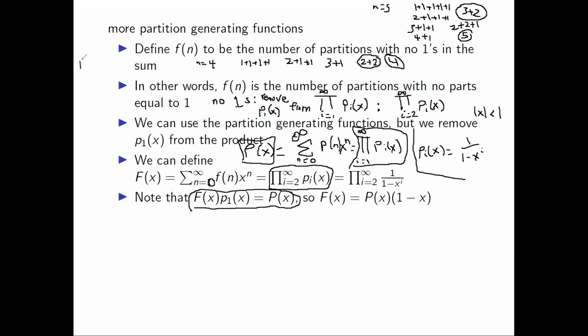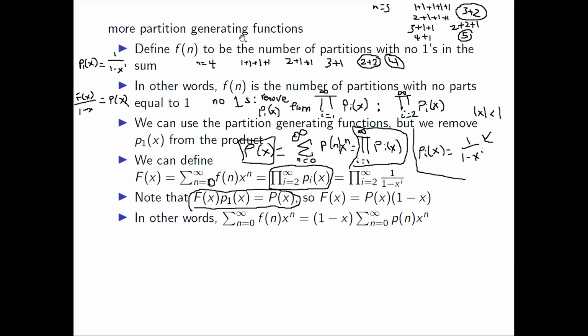And we know what p_1 of x is. We know p_1 of x equals 1 over 1 minus x to the 1. All I'm using is this right here. And that means that f of x over 1 minus x equals P of x. So we can say that f of x equals P of x times 1 minus x, just multiplying both sides by 1 minus x. And we can write that, and this summation actually starts at the right n value, so that's good. So it starts n equals 0 to infinity of f of n times x to the n. This equals 1 minus x times the sum n equals 0 to infinity of p of n times x to the n. Why is that?